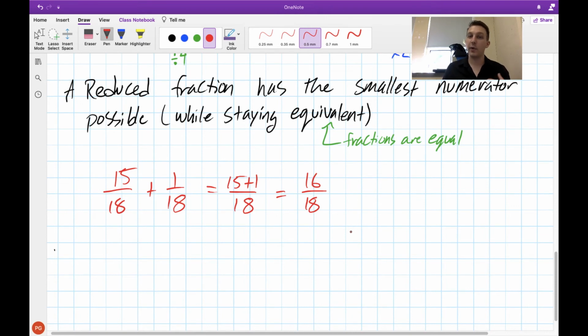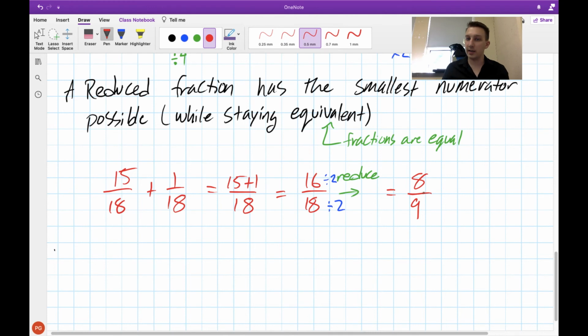Now, however, if we were answering this in a worksheet or on a test, we want to make sure we have a reduced fraction. So now we're going to have to reduce this. And the way we would reduce this is to try and find a number that I can divide the top by and the bottom by. I'll notice that my top and my bottom are even numbers. That means that I can divide the top by 2 and I can divide the bottom by 2, which would give us an equivalent fraction of 8 over 9.